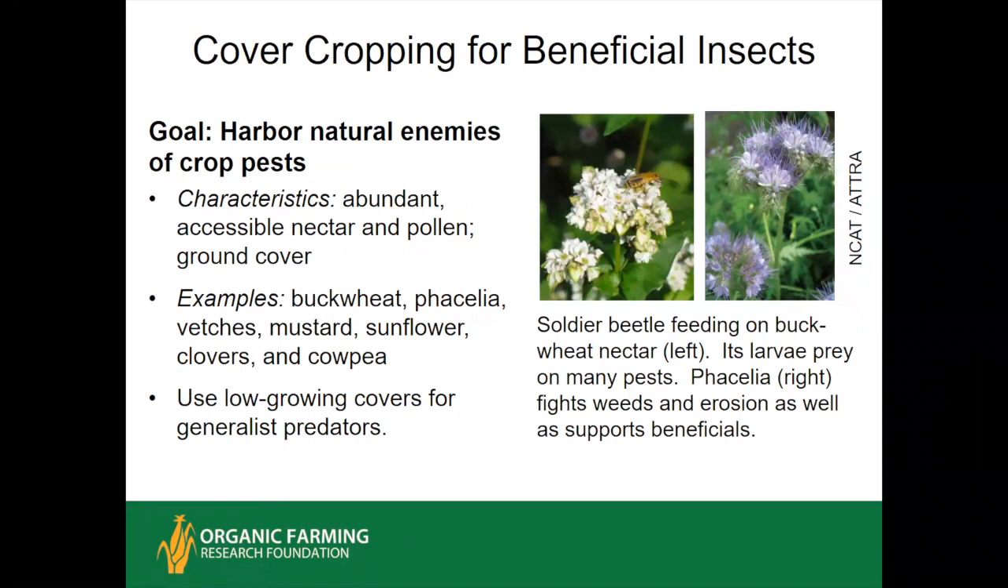Your goal could be harboring natural enemies of pests. So you just want plants like buckwheat or phacelia in flower that have available pollen and nectar for the adult phases, like this soldier beetle, whose larvae like to eat cucumber beetles and other pests.